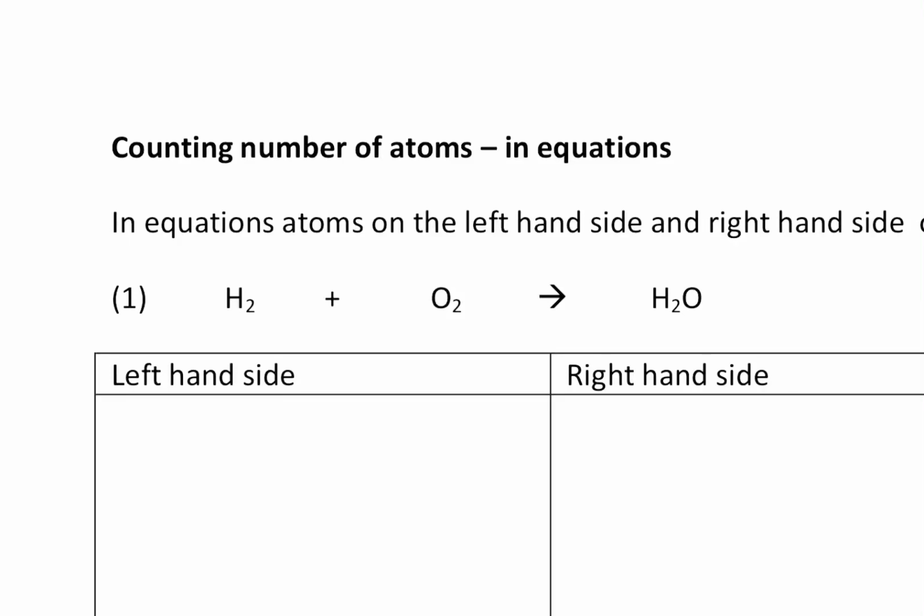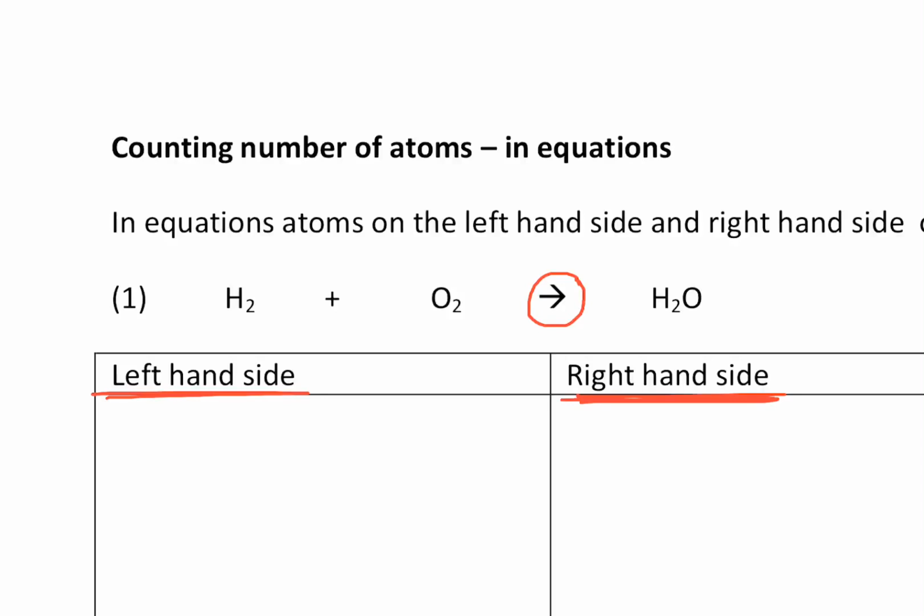Now in this video, we're going to see how to actually balance chemical equations. When we are balancing chemical equations, the arrow is going to help us a lot. Whatever is found on the left side of the arrow is called the left-hand side, and whatever is found on the right of the arrow is called the right-hand side.